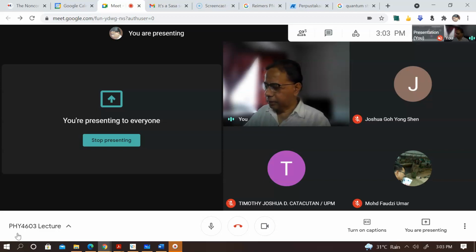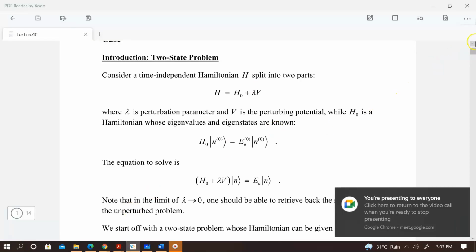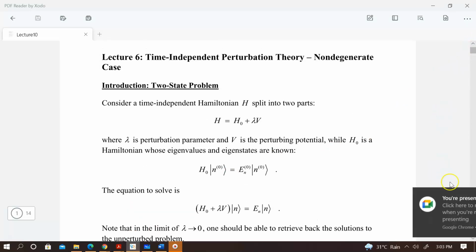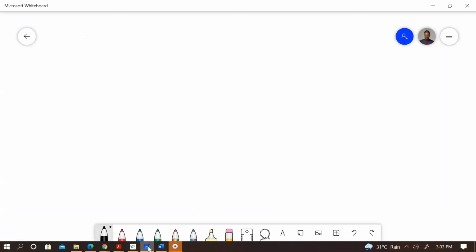So today we're going to continue with our lectures. As I mentioned in the last lecture, we are supposed to go into some kind of approximation methods. One of the things that we thought of doing before this was your WKB methods.